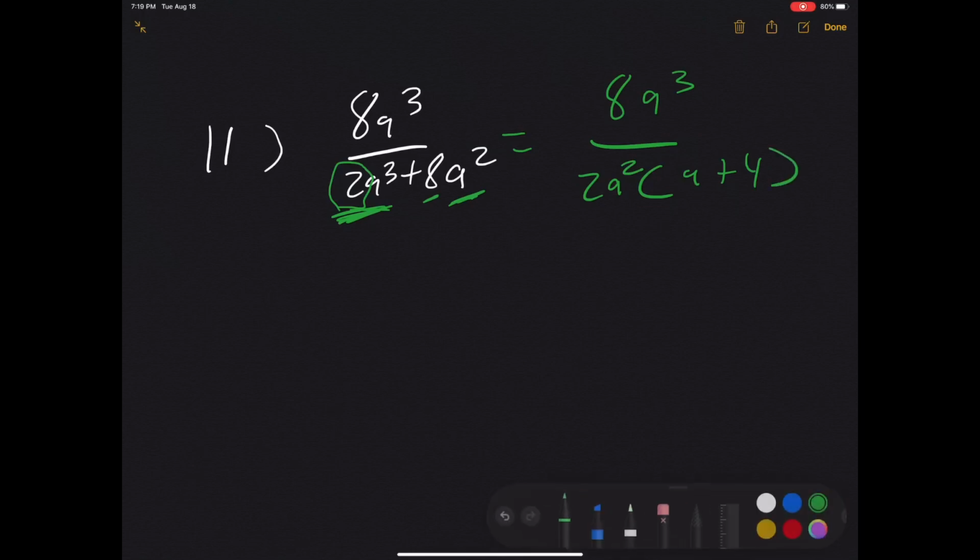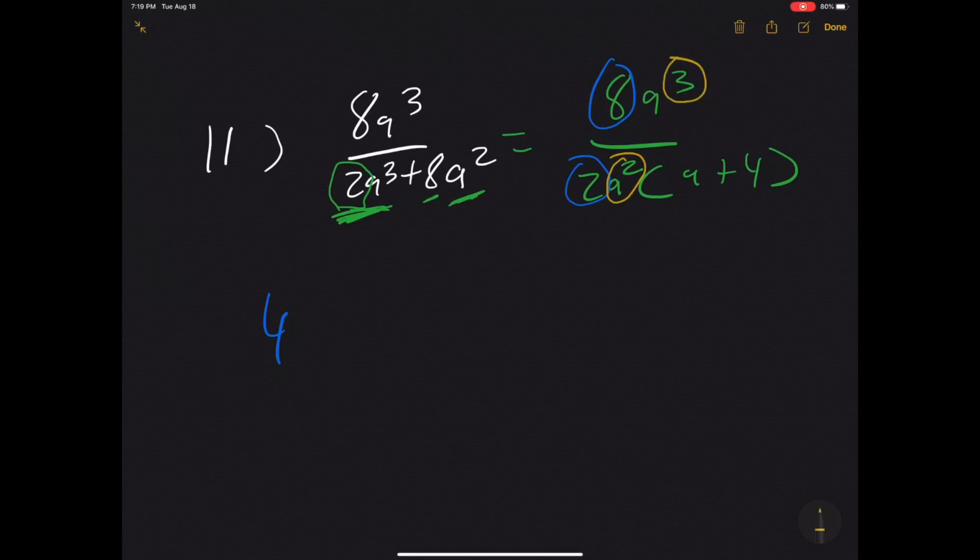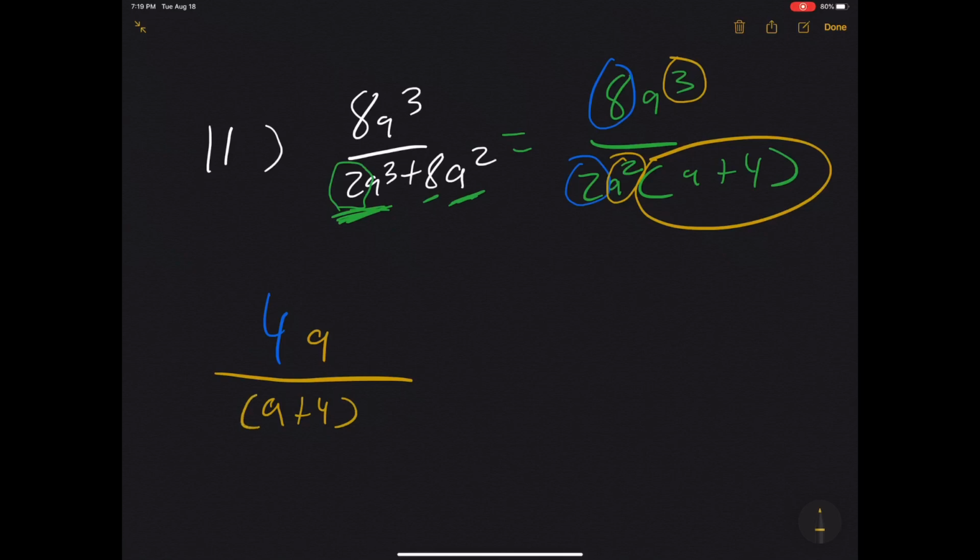So this is what we get. And I immediately see that I can divide 8 by 2 comfortably. 8 divided by 2 is 4. And I also see that I'll have 2 a's here, 3 a's here, so I'll have 1 a left on top. And on the bottom, I'm left with this piece as well, a plus 4. And that's number 11 simplified.